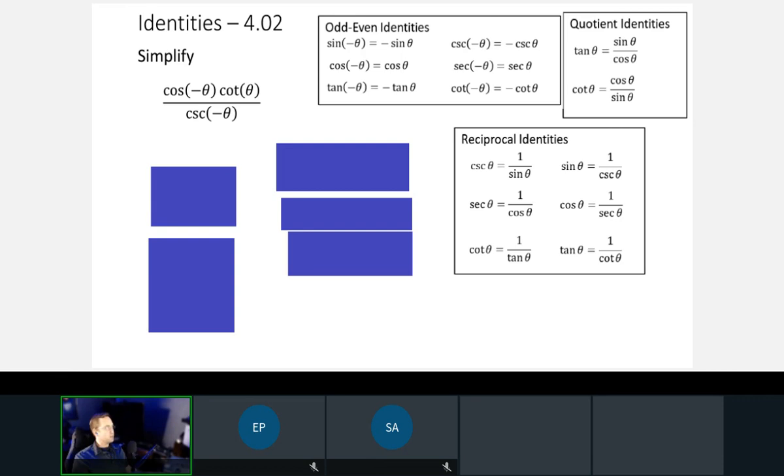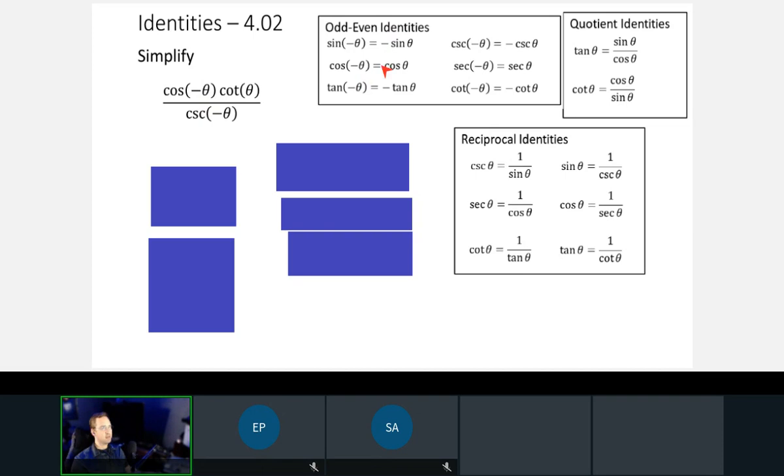Okay, first question. We want to use identities. We want to simplify this fraction, cosine of negative theta times cotangent of theta all over cosecant of negative theta. Whenever you see something you're simplifying, if you have cosine, sine, tangent, cotangent, secant, cosecant, and you have a negative theta in this case, we need to change all these so it's positive. So you would use your odd even identities.